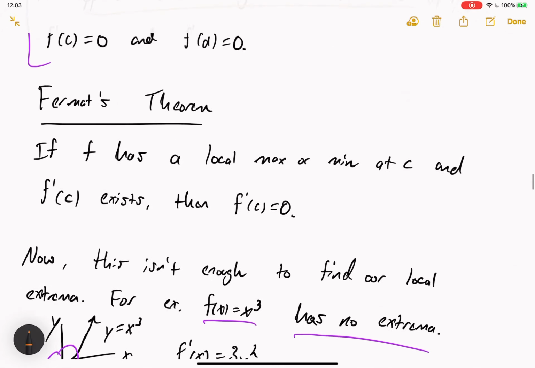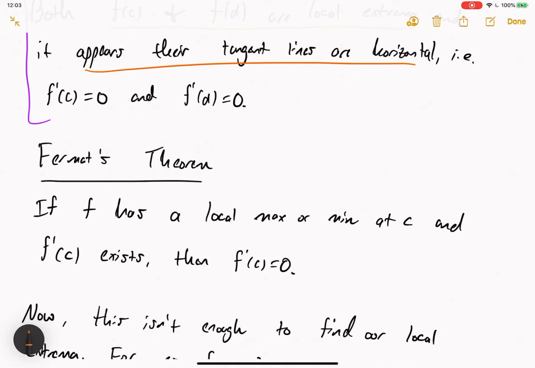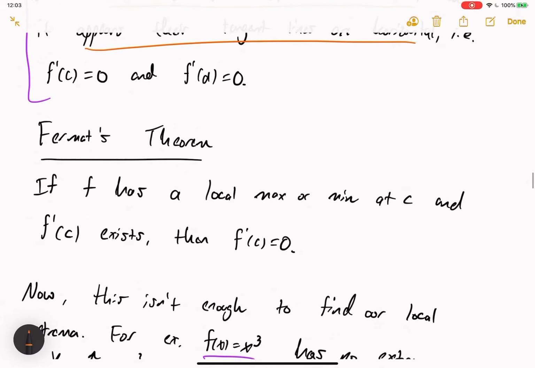So we can talk about Fermat's theorem. Note, not his last theorem, not the thing that took 250 years to prove. It's just Fermat's theorem. If f has a local maximum or minimum value at c, and f prime of c exists, so given that it's a local maximum value at c and that the derivative exists there, then we have f prime of c equals 0.